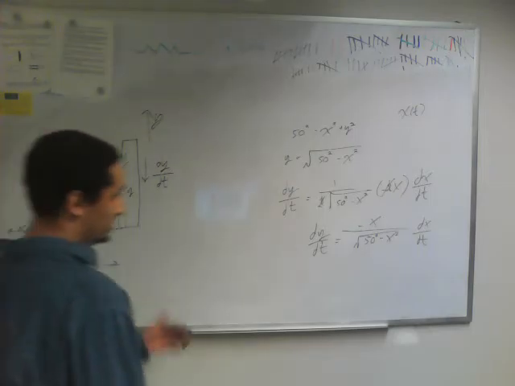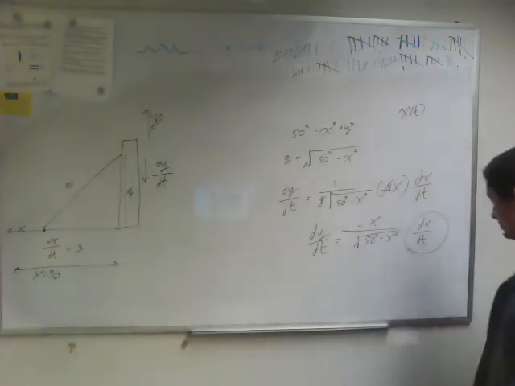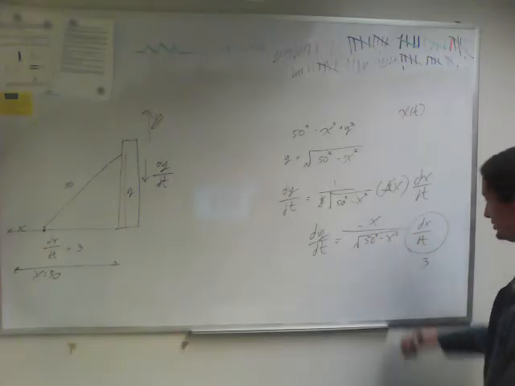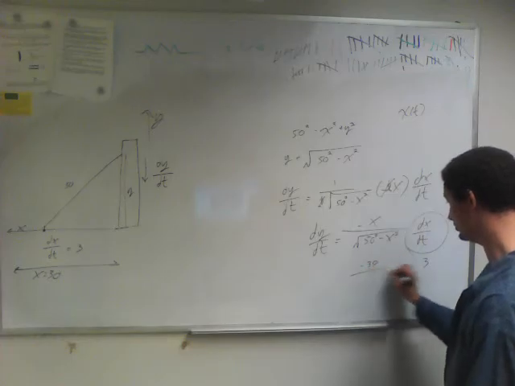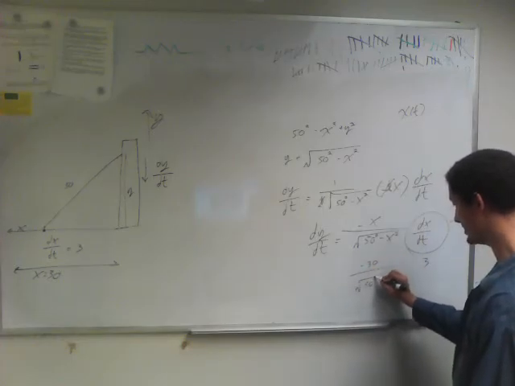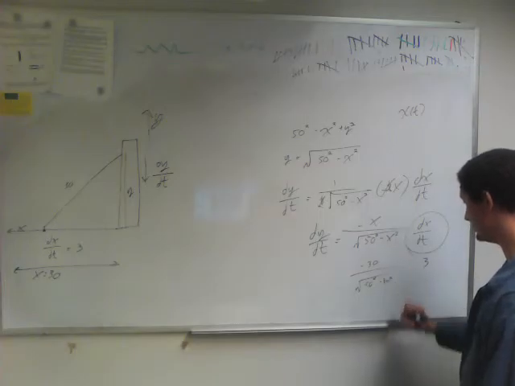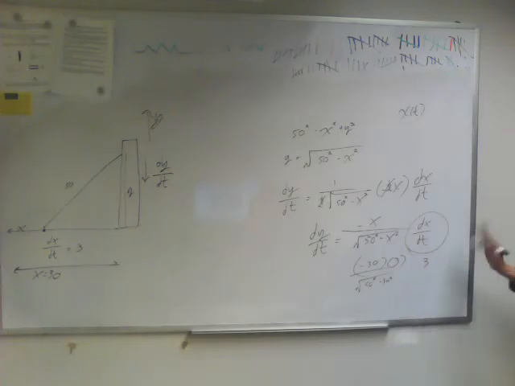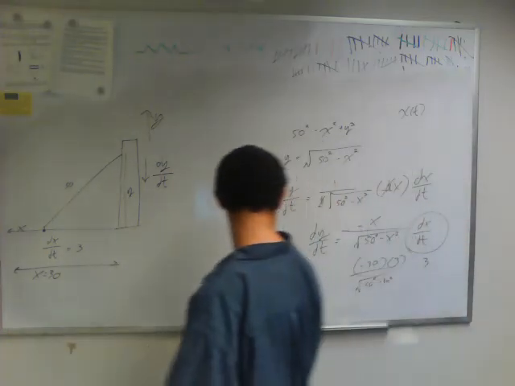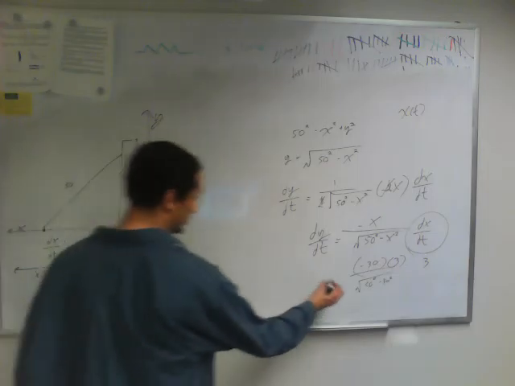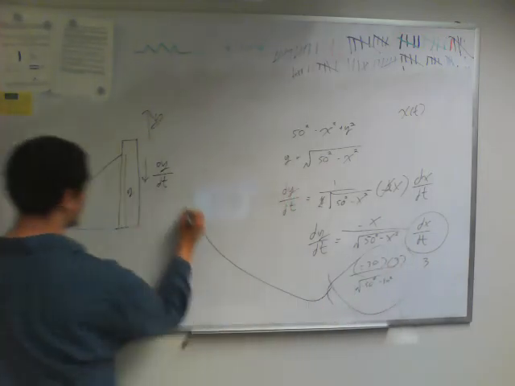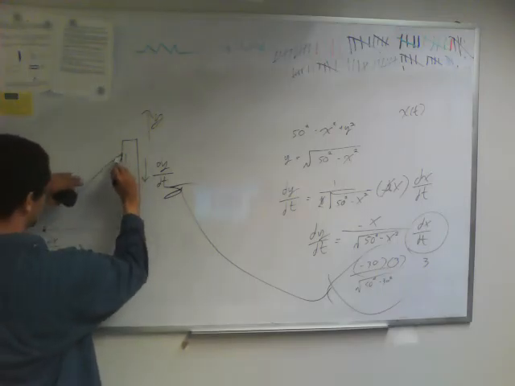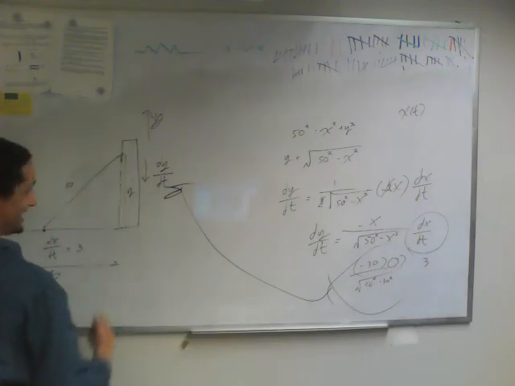So now pretty much all you do is you just plug in what they give you. They give you this dx by dt, that's 3, right? And then they want you to evaluate this when x is equal to 30. And so you just plug in your numbers. Negative 30 over the square root of 50 squared minus 30 squared, all of that times 3. And that's it. I don't feel like putting that into the calculator, but that's what your dy by dt is. That's the rate at which the top of this is falling downwards at that instant.